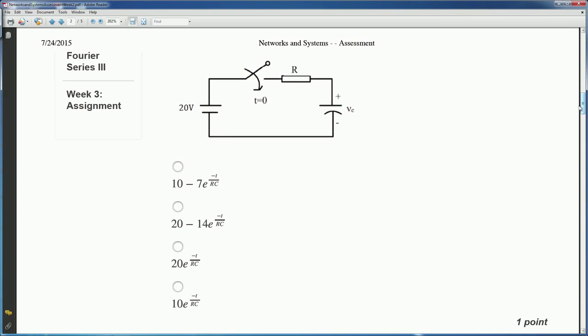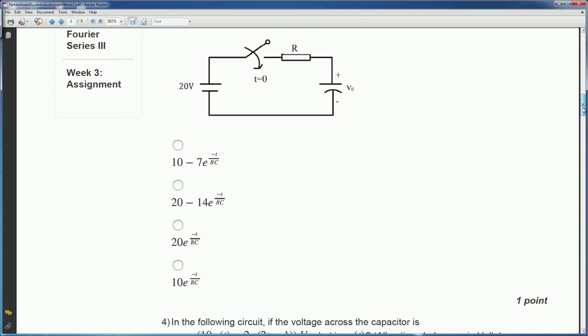From your experience, you might know e to the power minus t by RC will show up in the answer, and what exact form it will take one can find by knowing the initial and final conditions. So, if you know the initial and final conditions for the voltage across the capacitor, you can plug them into the answer and you will get it right away. So, that is the basic hint. You can use the initial and final conditions for the voltage across the capacitor and you will get the answer. Okay.